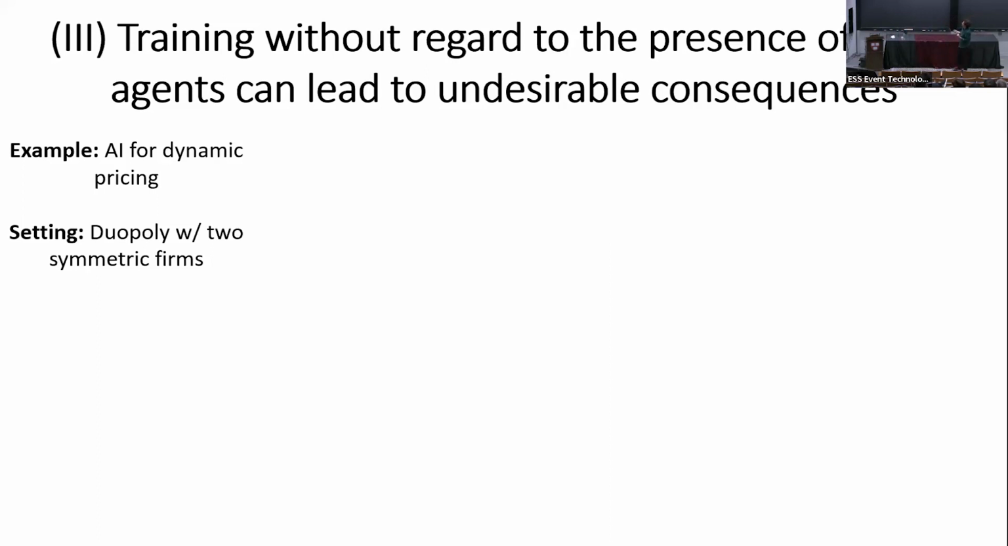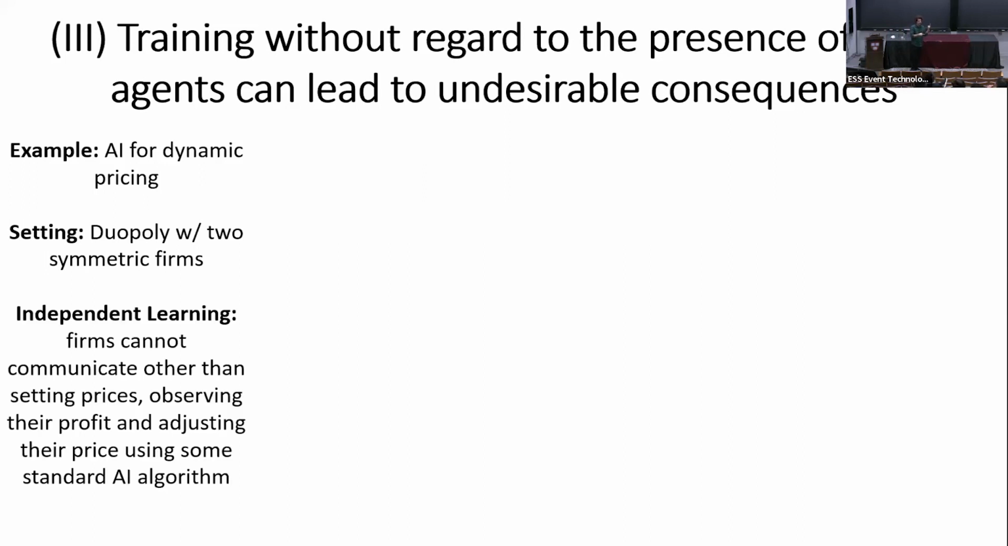So in this example, I'm going to show you some simulations by economists which pertain to a duopoly of two symmetric firms. So the two firms selling the exactly identical item. In these kinds of scenarios, economics predicts that human-controlled firms would converge to competitive prices.